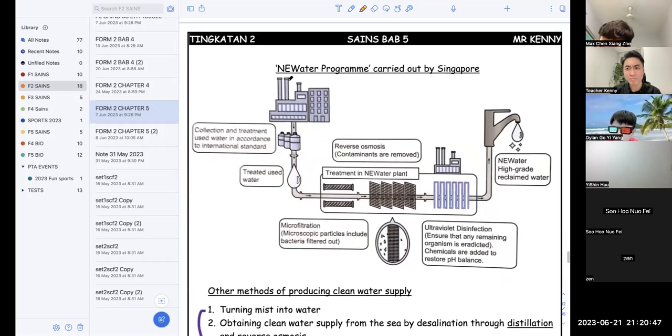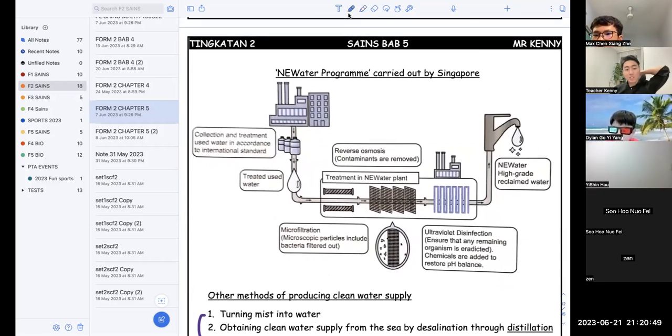Now, Singapore has this called New Water Program. Not like Malaysia. Malaysia, we have mountain water, river water, correct? Not? Singapore is very small, right? So where do you get the water from? They reuse their own water. There is a new program called New Water Program. I don't know if you heard of it before or not.